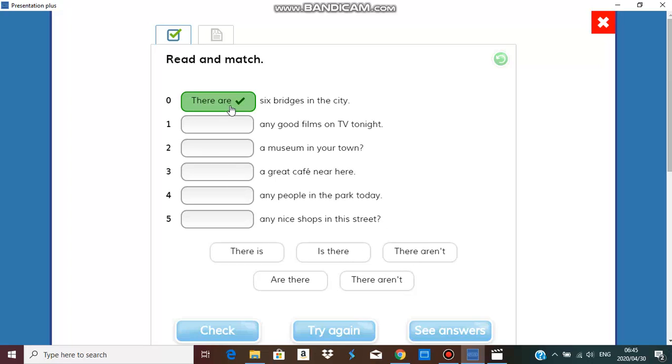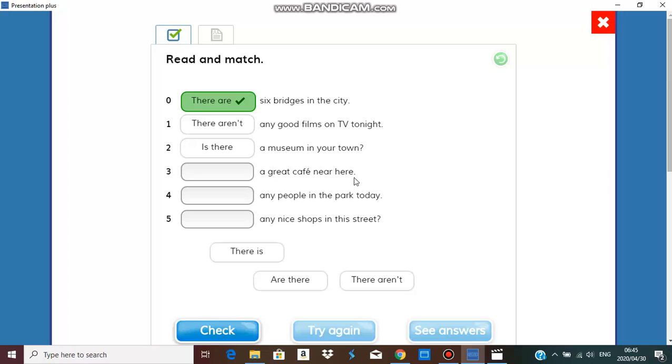The first one: there are 6 bridges in the city. What answer goes here? Are there any good films on TV tonight? There aren't any good films on TV tonight. Is there a museum in your town? There's a question mark, so, is there a museum?